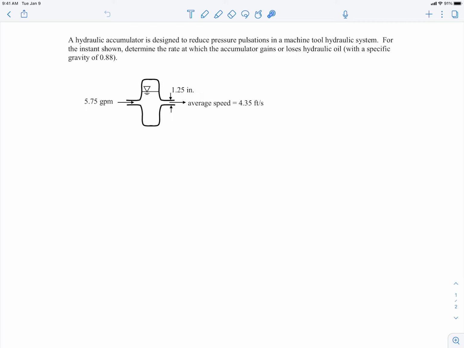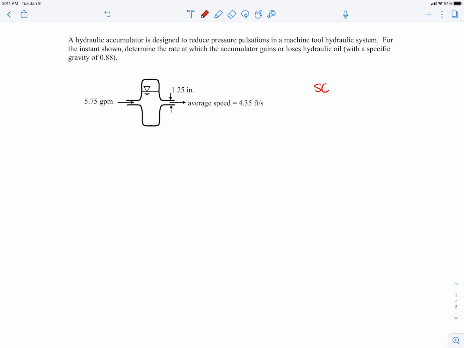But for the instant shown, we're given the volumetric flow rate, in gallons per minute, coming into this accumulator. We're told the average speed of the oil coming out through this pipe with a diameter of 1 1/4 inches. We're asked to find the rate at which the accumulator gains or loses oil, so we're going to find the change of mass of the oil inside as a function of time. We're also told that the oil has a specific gravity of 0.88.